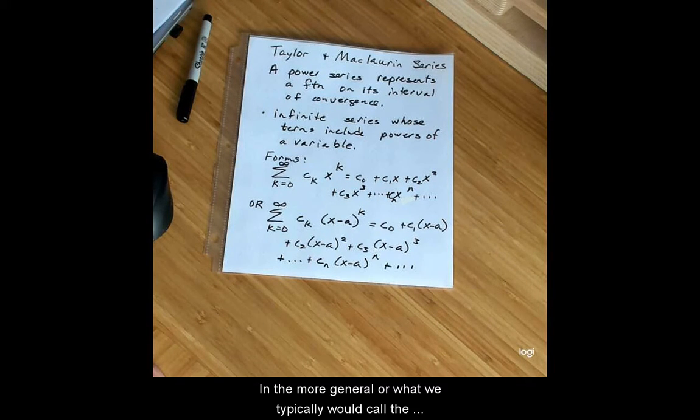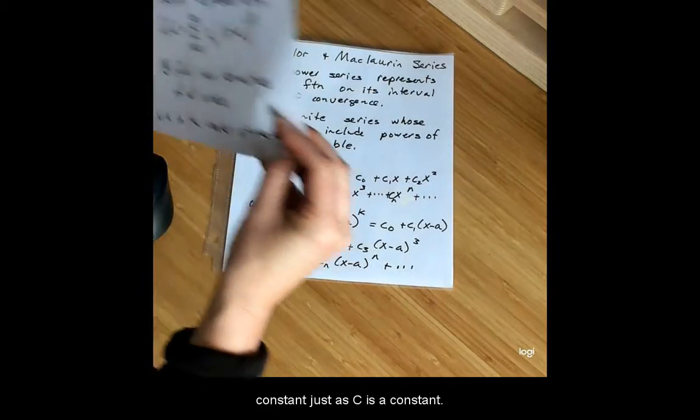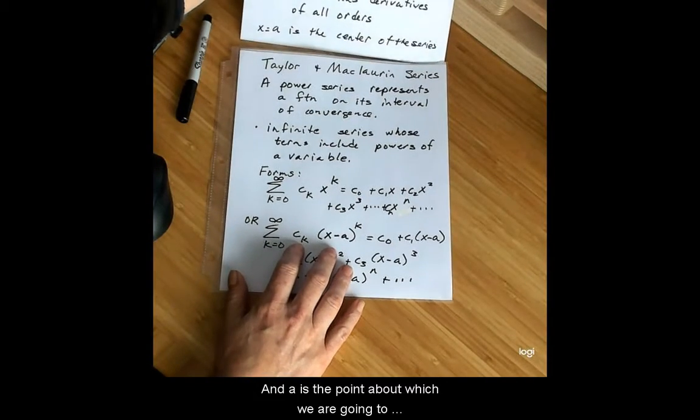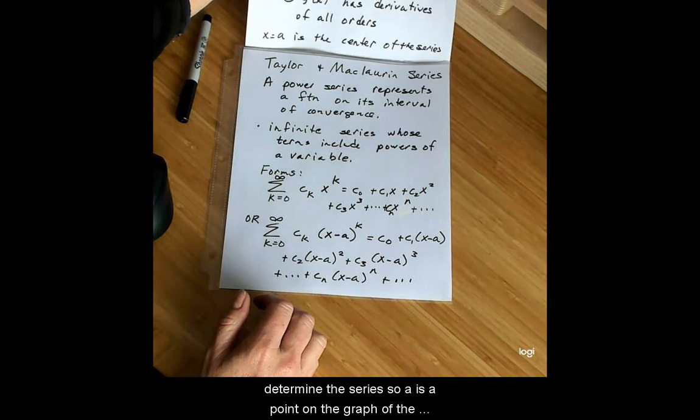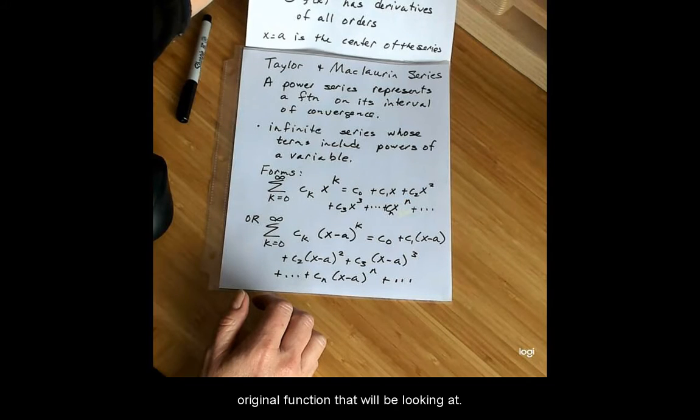In the more general form, or what we typically would call the Taylor series form, you will see that what is being raised to the power, or the index of k, is not just the variable x, but x minus another constant a. This constant a is called the center of the series. So a is a constant just as c is a constant, and a is the point about which we are going to determine the series. So a is a point on the graph of the original function that we'll be looking at. Now, how does this become a Taylor series?